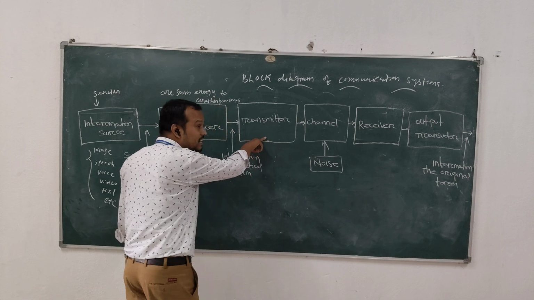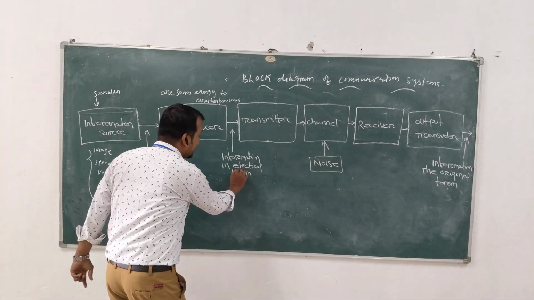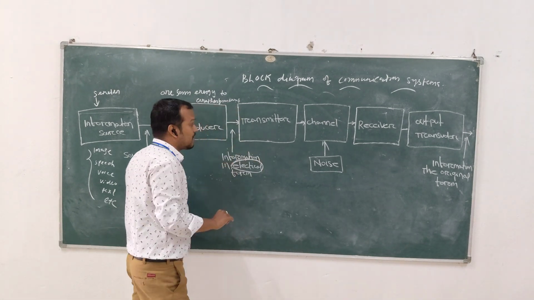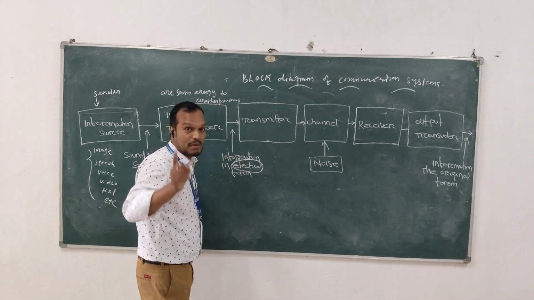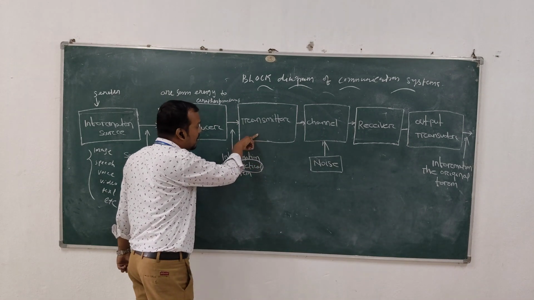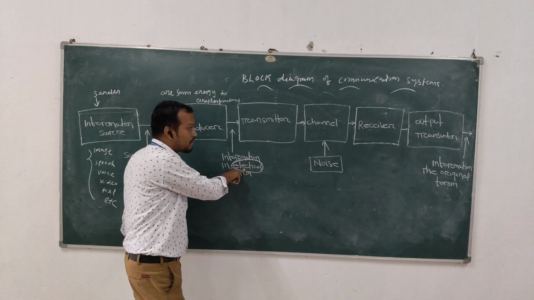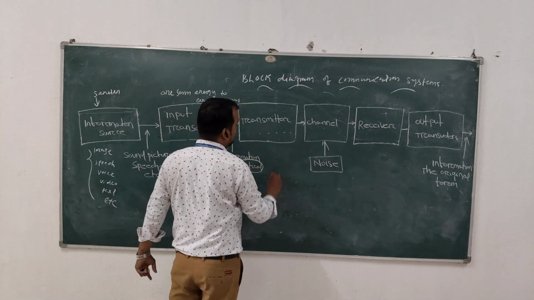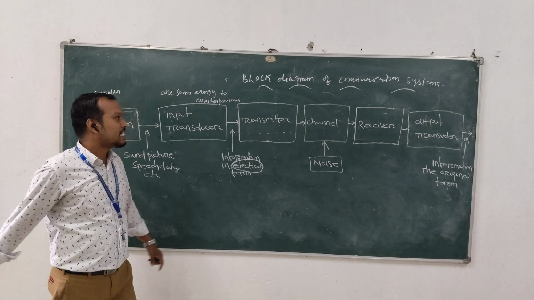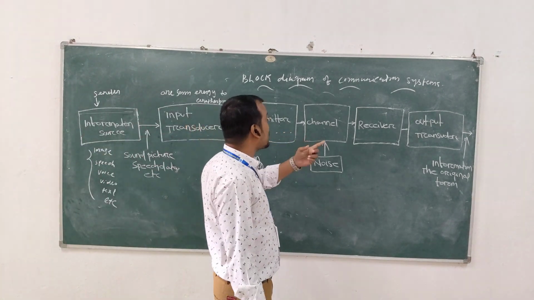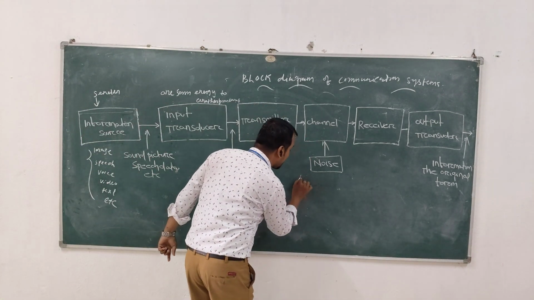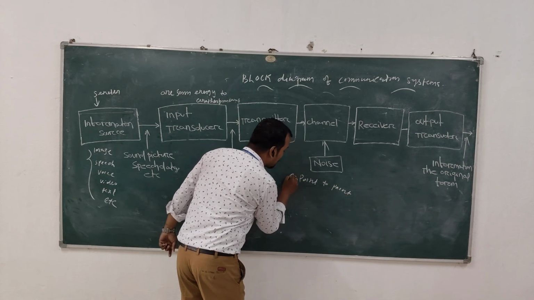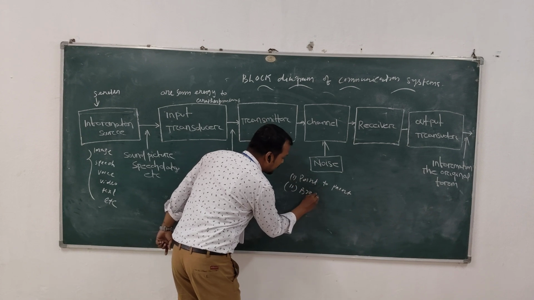The transmitter receives the information in electrical form, because we are using electronic or electrical devices, which need the energy in electrical form. So the input of the transmitter is electrical form, and it will transmit the information from one place to another through the channel. Next step is your channel.